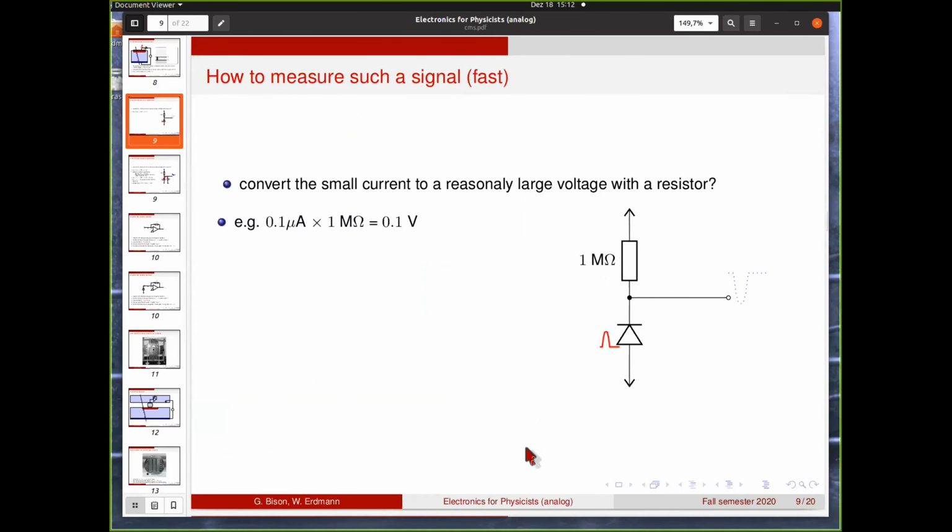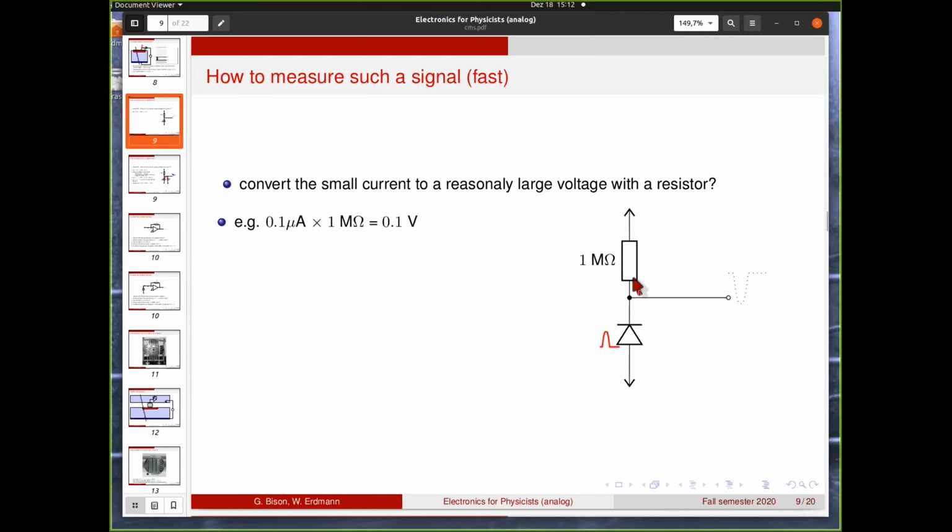Okay, so how do you measure such a signal? And you need to measure it fast because, as I told you, the collisions at the LHC happen at very fast intervals. Every 25 nanoseconds, we have several collisions taking place. So we also need to extract these signals very fast. And the simplest way to convert a current pulse into a voltage pulse is, of course, to simply connect a large resistor.